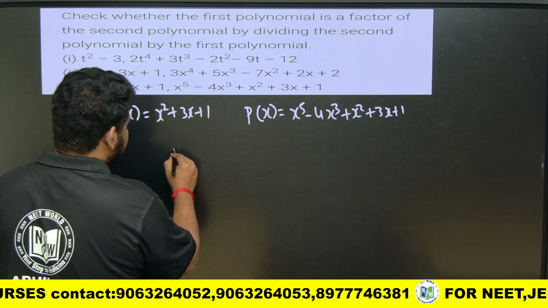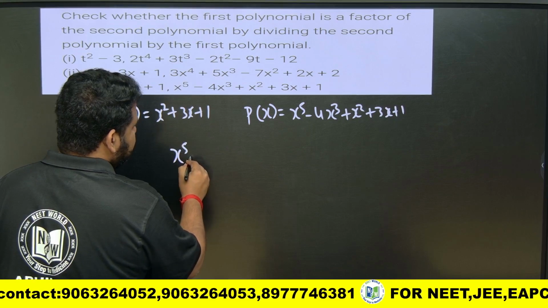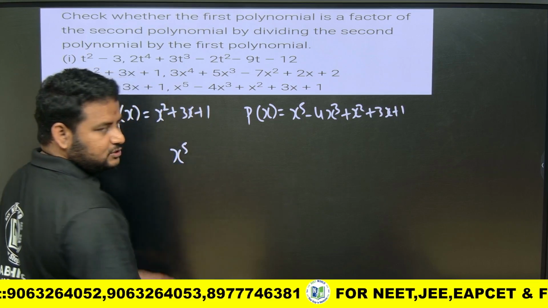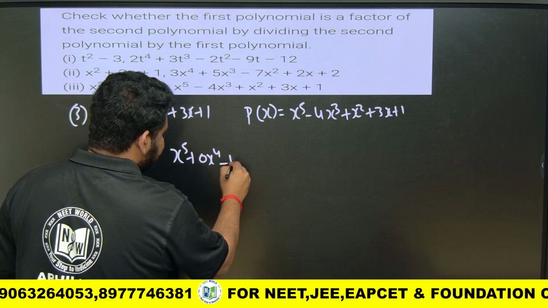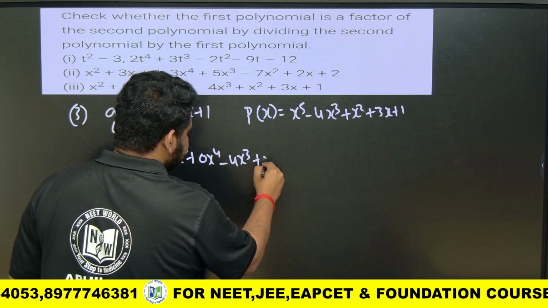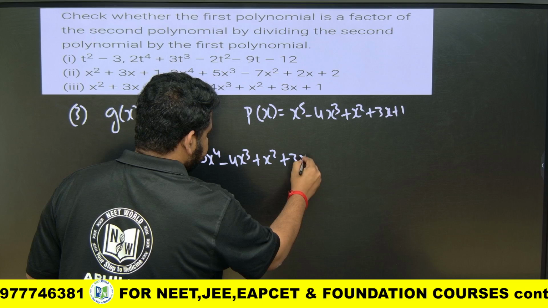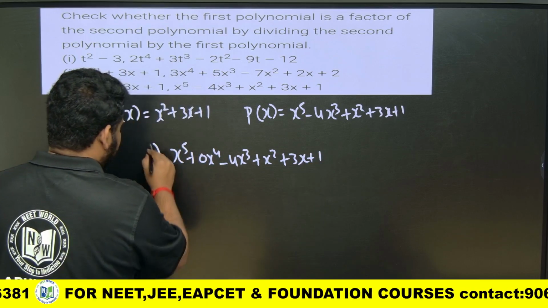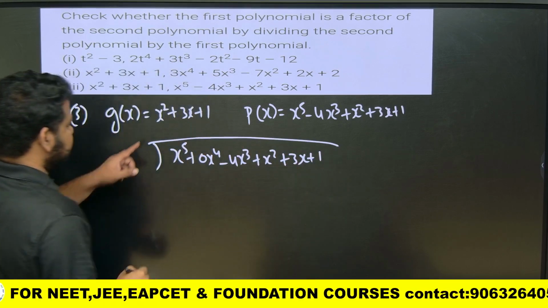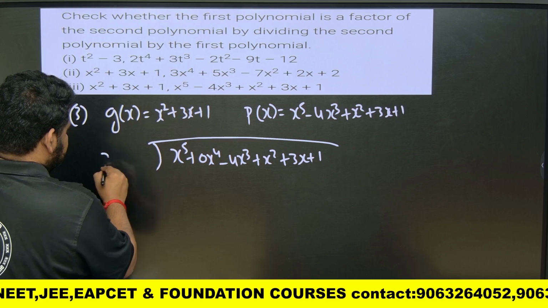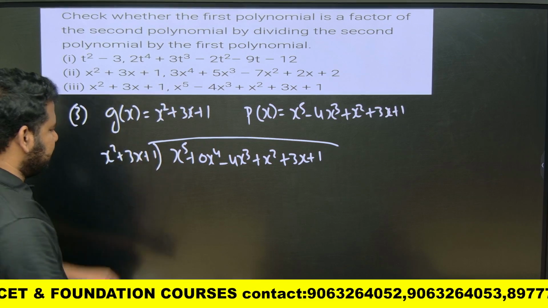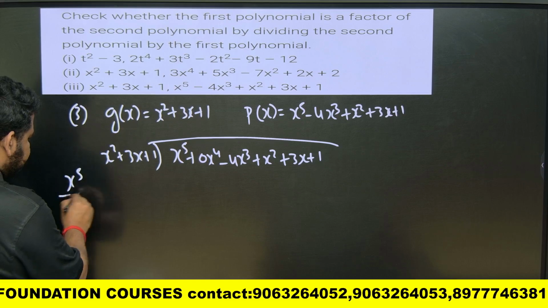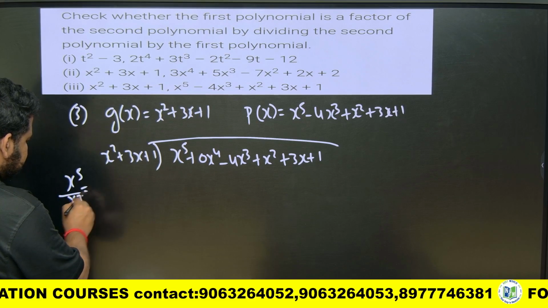So, this becomes, friends, x to the power of 5 minus 4x cube. There is no term of x to the power of 4, so I can write it as 0 x to the power of 4 minus 4x cube plus x square plus 3x plus 1. Now, we divide by g of x, that is x square plus 3x plus 1. X to the power of 5, if I divide by x square, what do I get? I will get x cube.